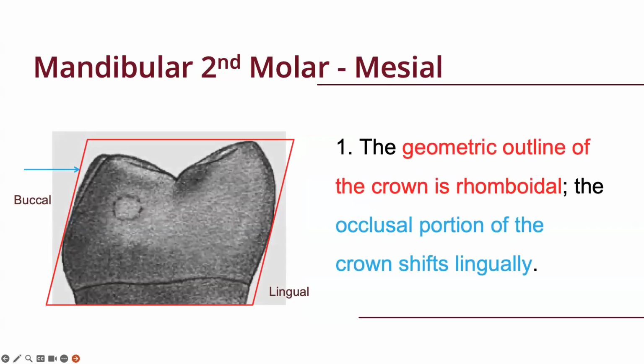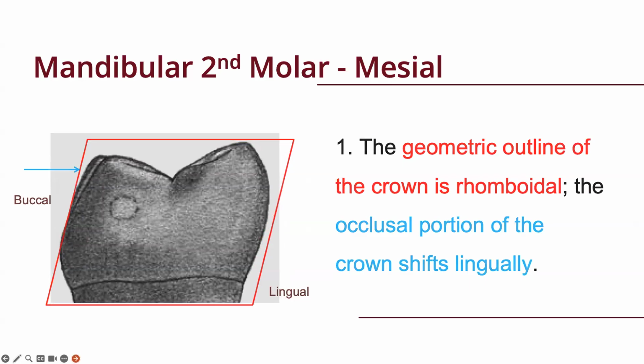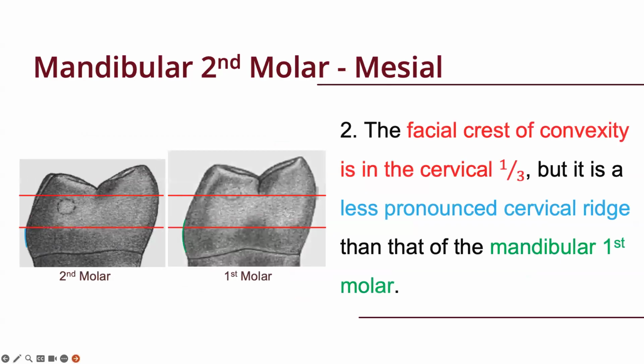From the mesial aspect, the geometric outline of the crown is rhomboidal. The occlusal portion of the crown shifts lingually. This is a pattern you'll see on other posterior teeth. The facial crested convexity is in the cervical third, but it is a less pronounced cervical ridge than that of the mandibular first molar.